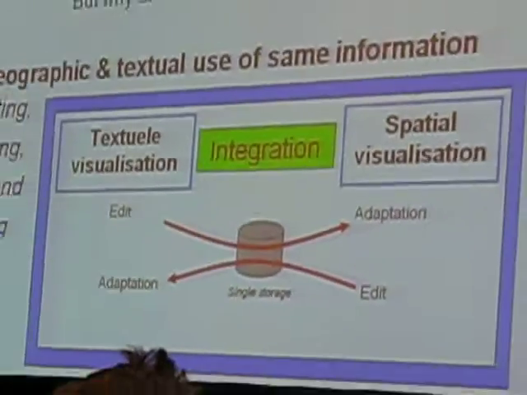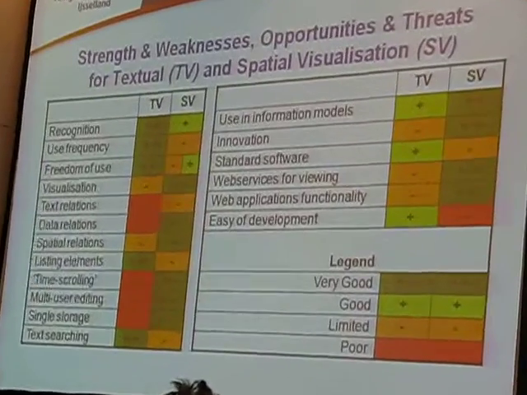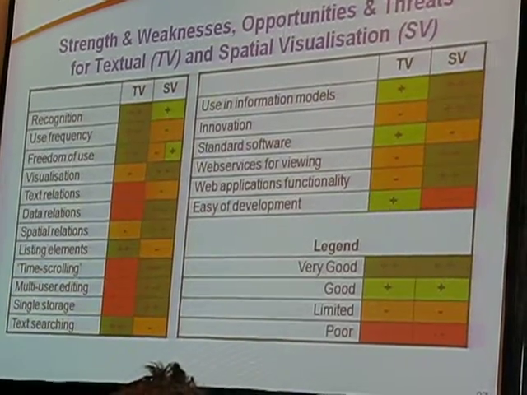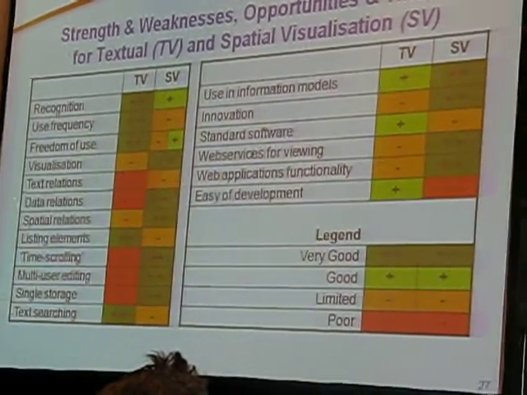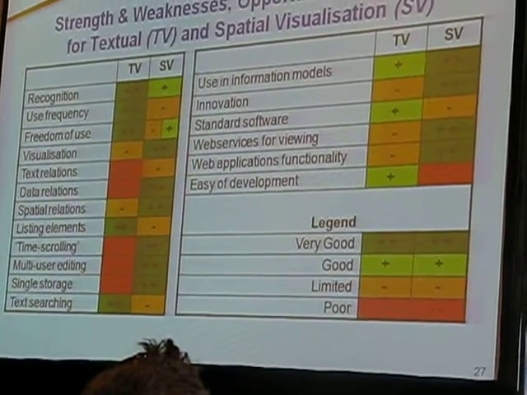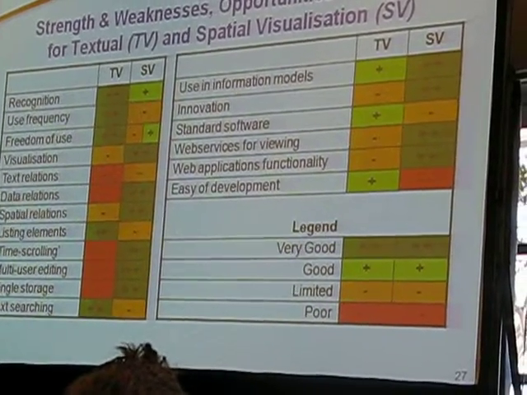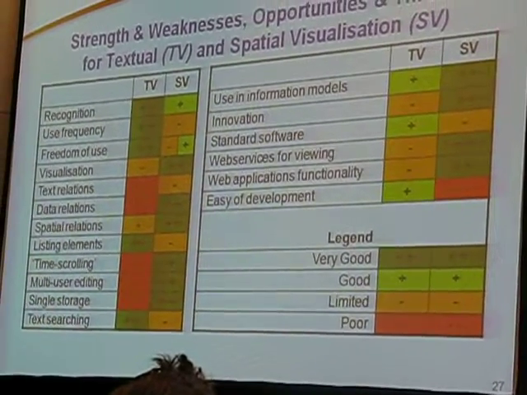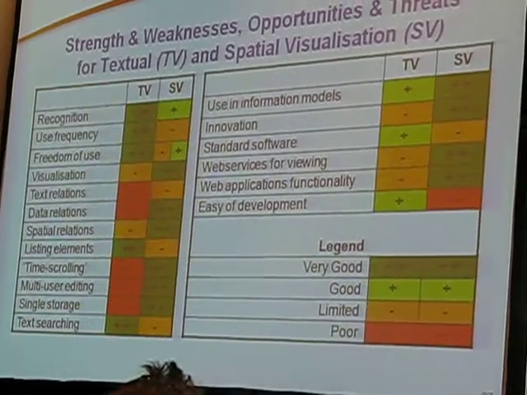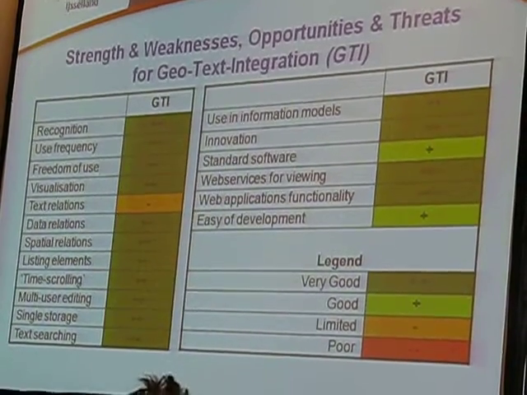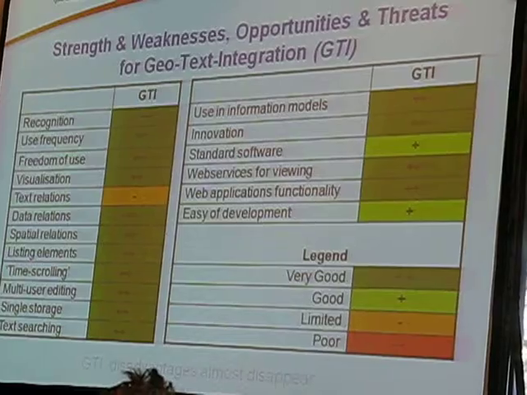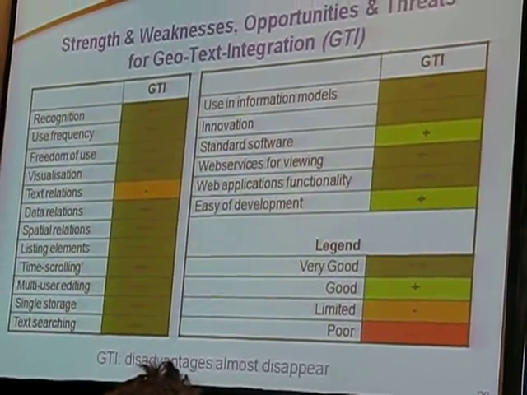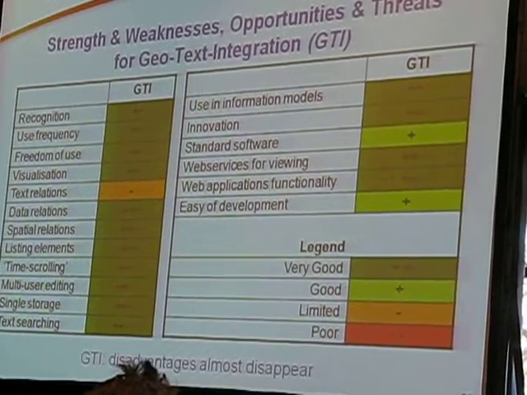I start with a SWOT analysis: strengths, weaknesses, opportunities, threats. I've taken different aspects for textual visualization and spatial visualization. And on the bottom right you see the legend. You see some aspects are better for text and some others better for spatial. But when we combine these by integration, then you see the following situation. By geotext integration, you can conclude that the disadvantages almost disappear. So we have a better situation to work with.